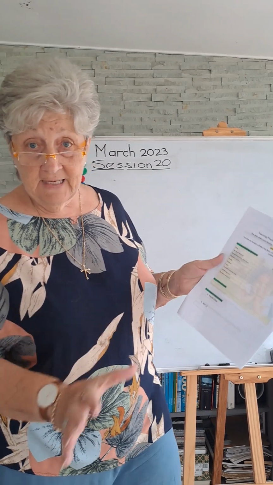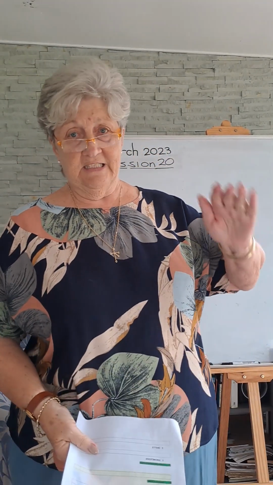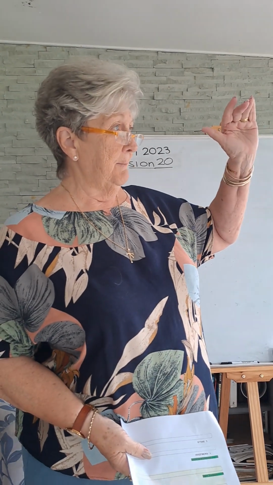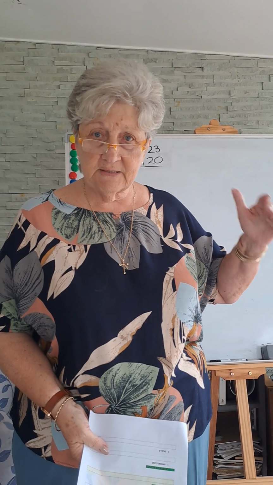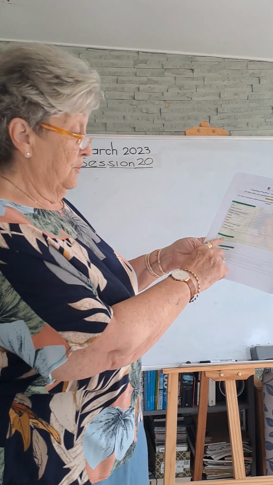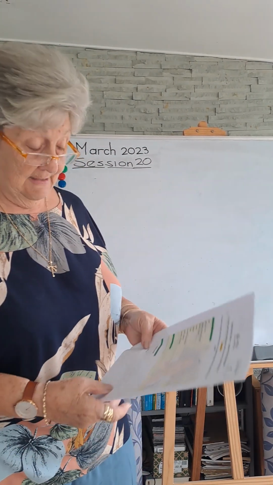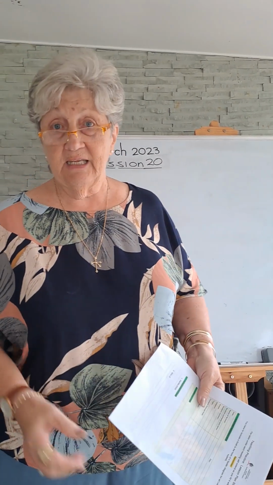The specific aims, I'm not going through them again. You'll find them in the CAPS document. Specific aims, there are about 5 or 6 in each subject. You take the specific aim that matches your lesson. And then we come to the knowledge, skills, and values in the lesson objectives.